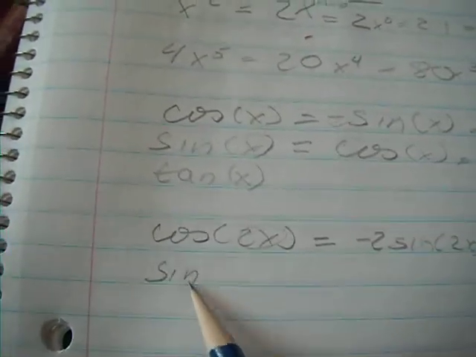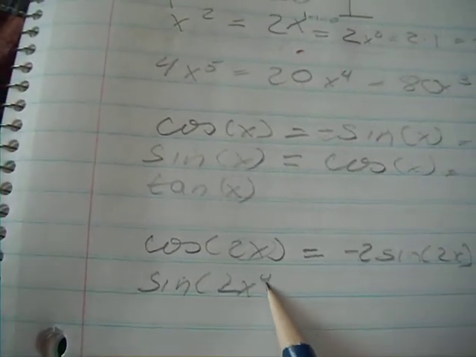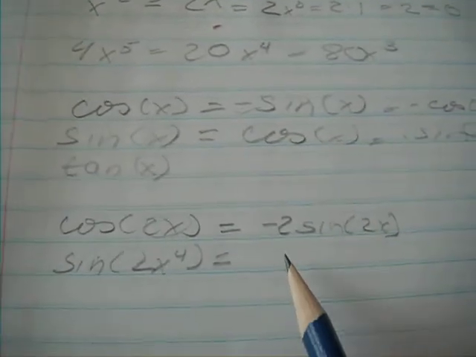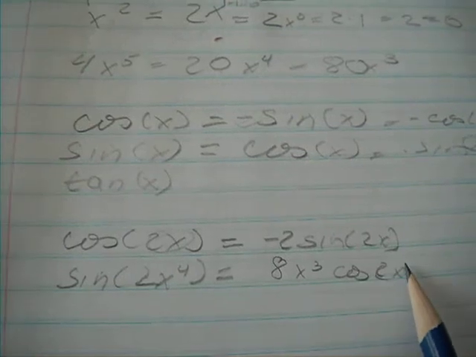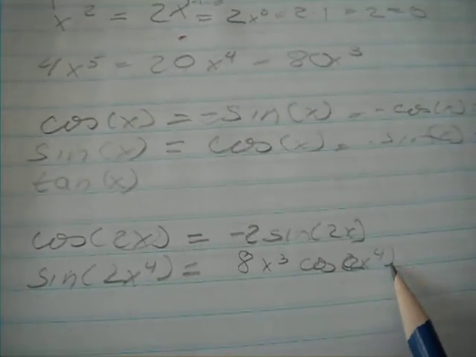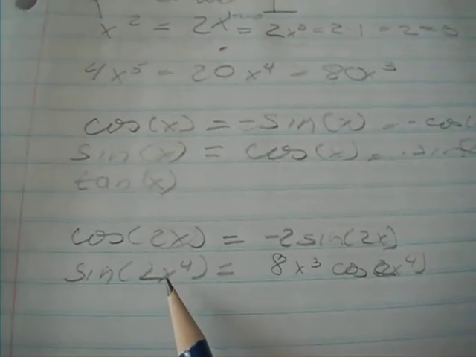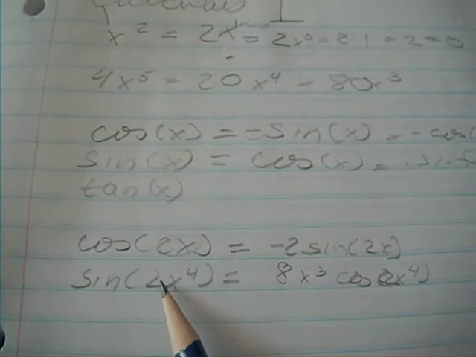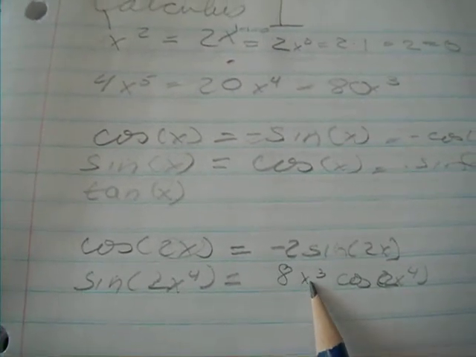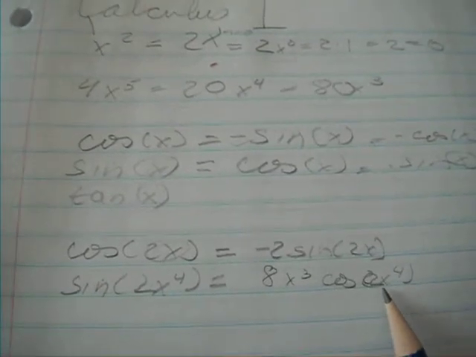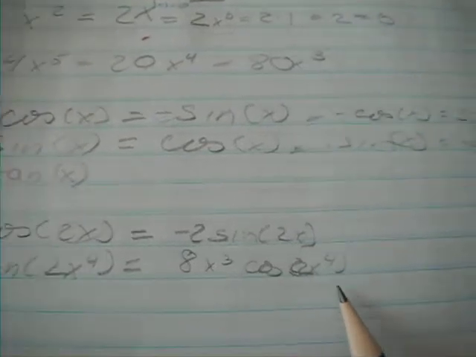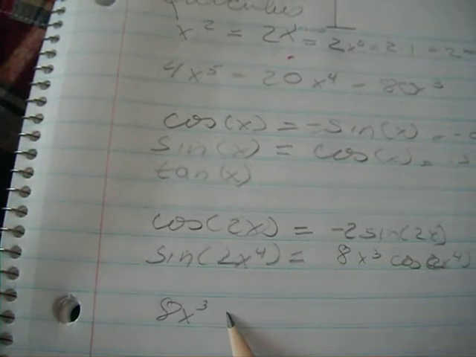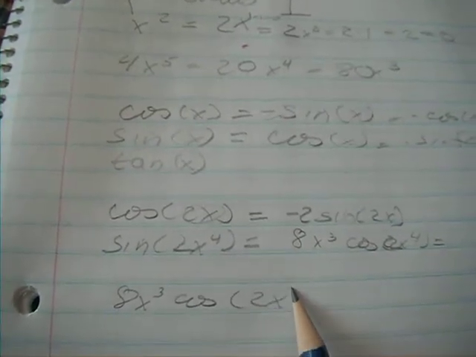Now, if we had this, it's supposed to be a 2 there, like that. Do you see why? Take the derivative of that, which is 8, 4 times 2 is 8. Minus 1 is 3, so you get 8x cubed times the cosine of 2x to the 4th. Now, if you keep going, it's going to be a lot different, because then you have 2. So let's do that one now. I'll show you how tricky this little stuff gets.